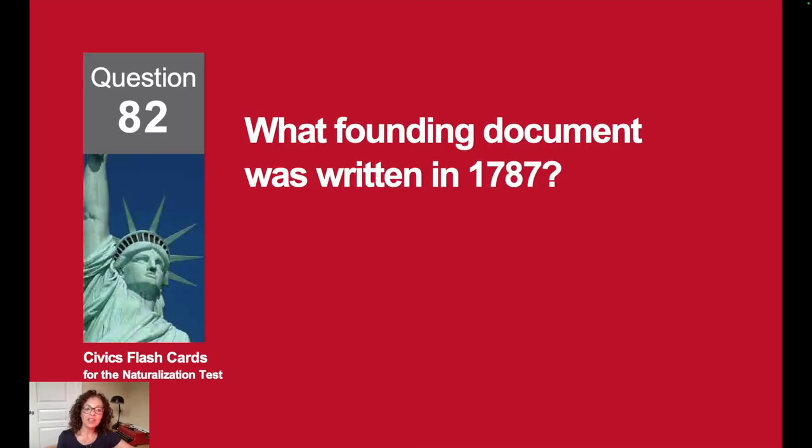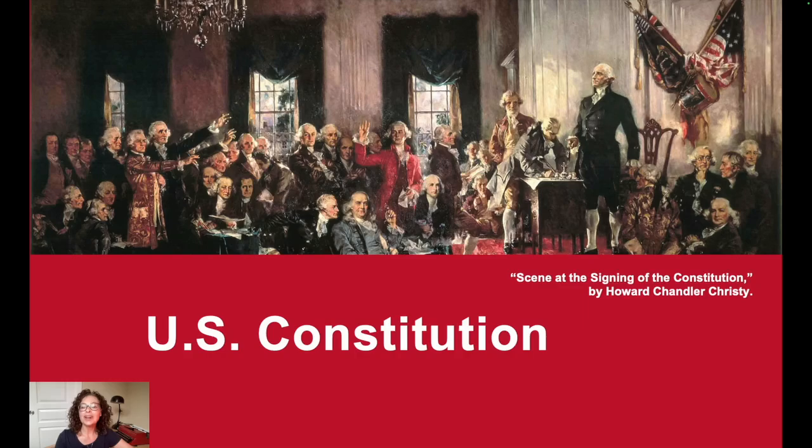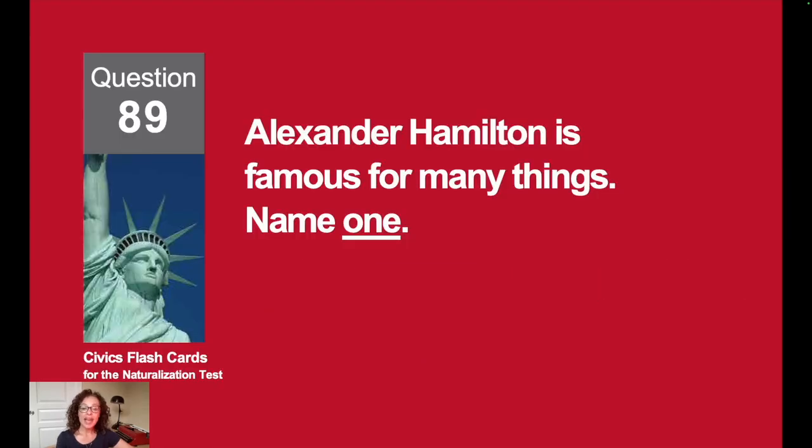What founding document was written in 1787? The U.S. Constitution. The U.S. Constitution was written in 1787. Alexander Hamilton is famous for many things. Name one.